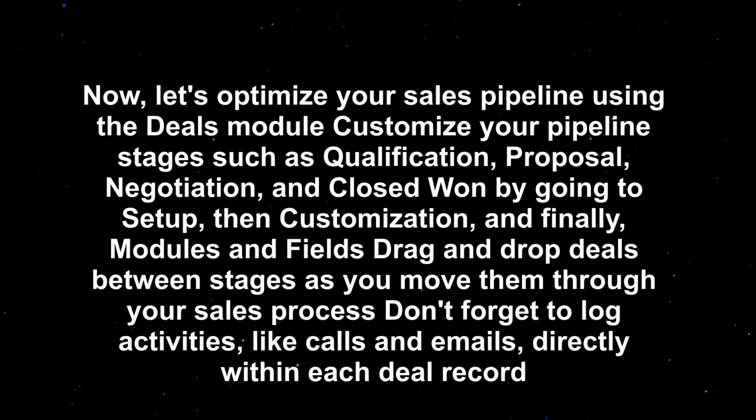Now, let's optimize your sales pipeline using the Deals module. Customize your pipeline stages such as qualification, proposal, negotiation, and closed one by going to Setup, then Customization, and finally, Modules and Fields. Drag and drop deals between stages as you move them through your sales process. Don't forget to log activities, like calls and emails, directly within each deal record.